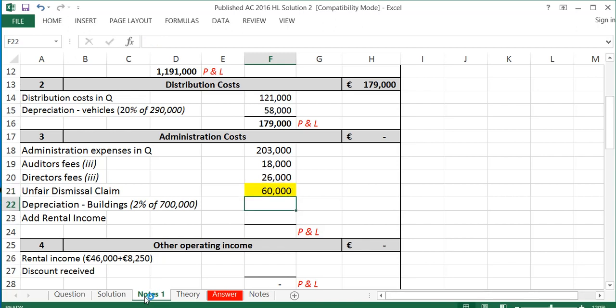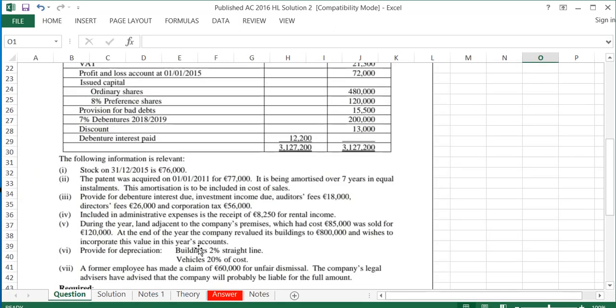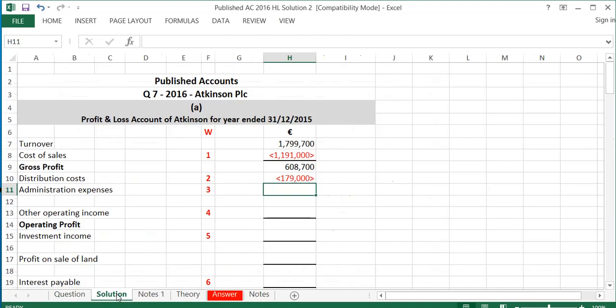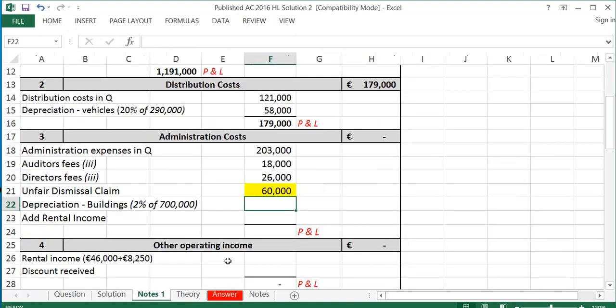And depreciation of buildings is also an admin cost. So if I go back to my notes, buildings is 2% straight line. So to get my depreciation of buildings, it's just going to be 700,000 by 2%. Which is 14,000. And then the last thing I have to do here is the rental income.